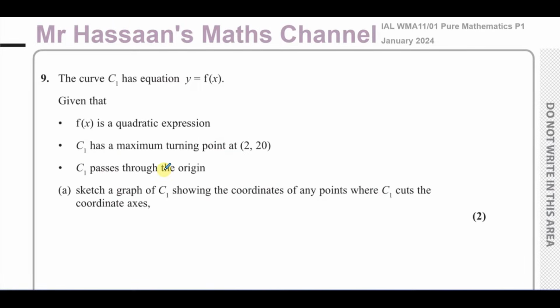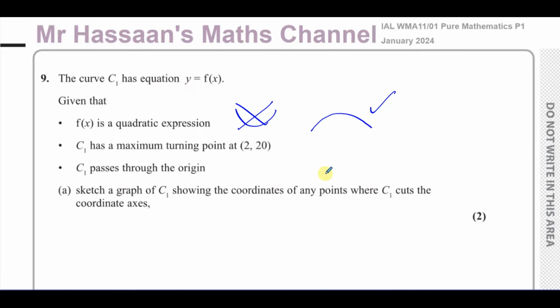So we need to sketch a graph first, showing the coordinates of any points where the curve cuts the coordinate axes. Okay, so we know it's quadratic. When it's a quadratic, it can either have this shape or this shape. It has a maximum turning point at (2, 20). That means it can't be this one, it must be this shape, because a quadratic only has one turning point. So it's going to be this shape, a frowny face. The maximum turning point is at (2, 20), and it passes through the origin. Sketch the graph of C1 showing the coordinates of any points where it cuts the coordinate axes.